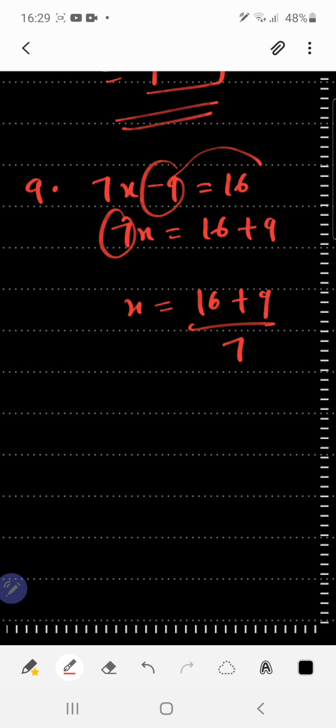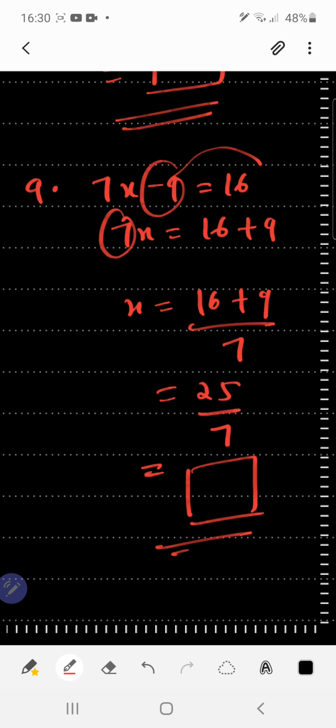So you should know these things, that whenever you have the left hand side and the right hand side of is equal to, there is one left hand side, one right hand side. So whatever relation you have with x on the left hand side, opposite relationship will happen on the right hand side. If you have addition on the left hand side, that addition will go into subtraction on the right hand side. If you have division on the left hand side, that division will go into multiplication on the right hand side. So opposite signs will be there. So that is 16 plus 9, that will be 25 upon 7. If you want to convert into mixed fraction, that will be the best option.